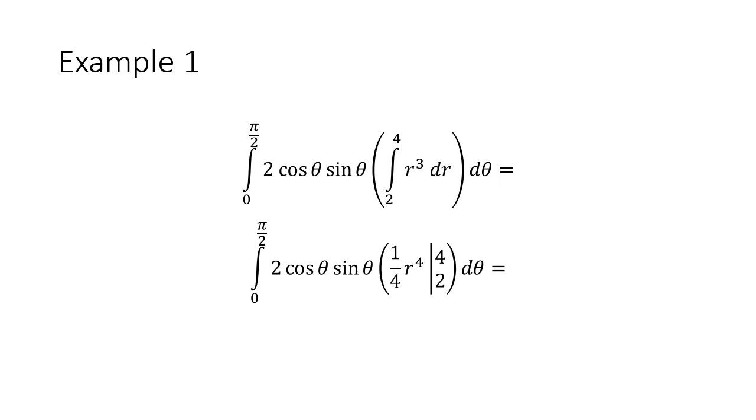All right, so again, we evaluate that 1/4 r to the 4th between 2 and 4, which gives me the answer of 60. When I combine 60 with my constant 2 that's in the front, I get 120. And now I need to evaluate the integral of cosine theta sine theta d theta. Now, there's really two ways to go about this. Some students really like to do the double angle formula, and that's perfectly acceptable because 2 cosine theta sine theta is one of your double angle formulas from pre-calc, from trigonometry.